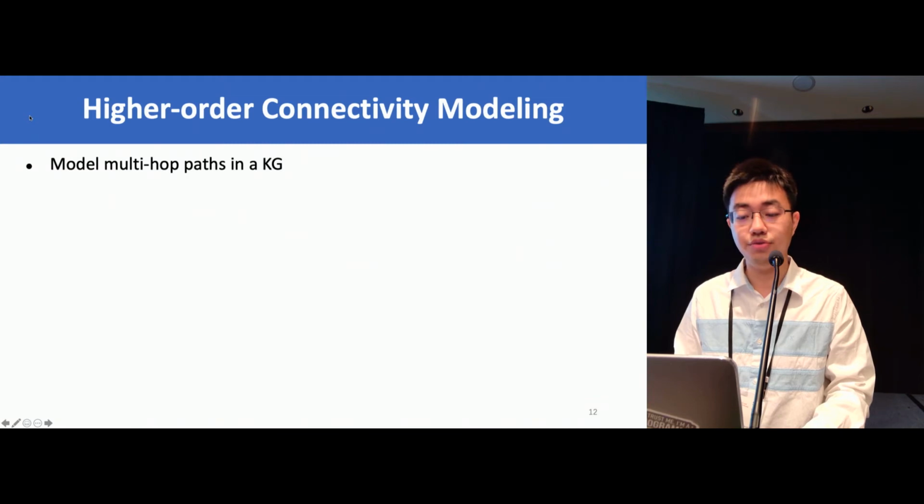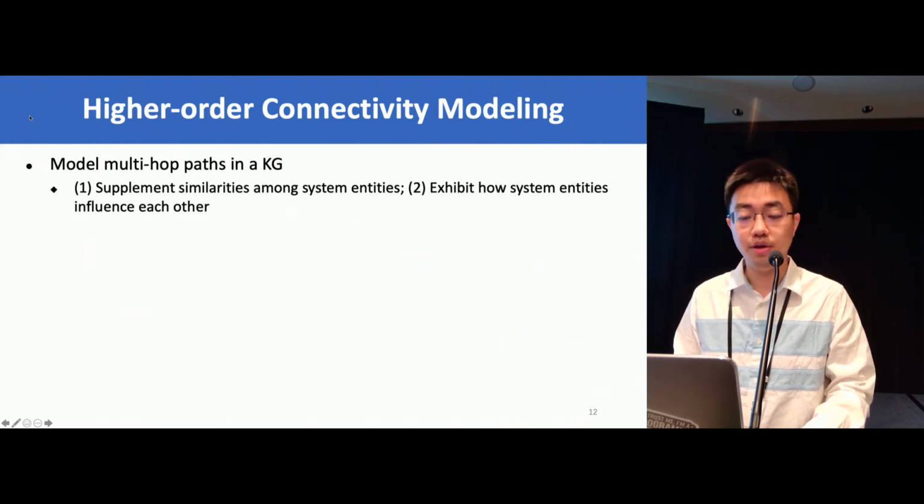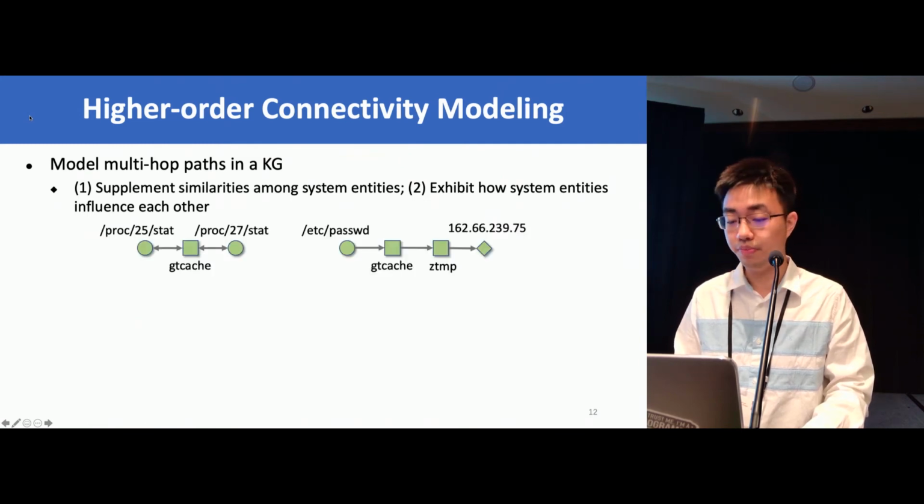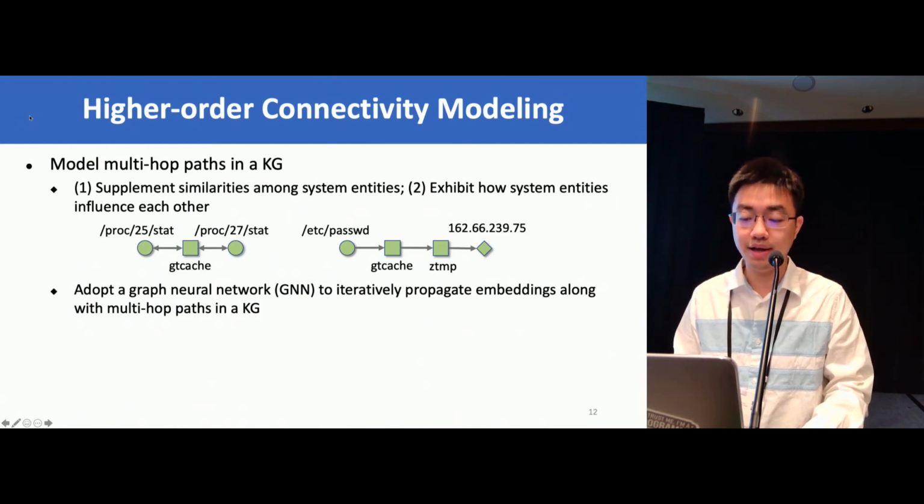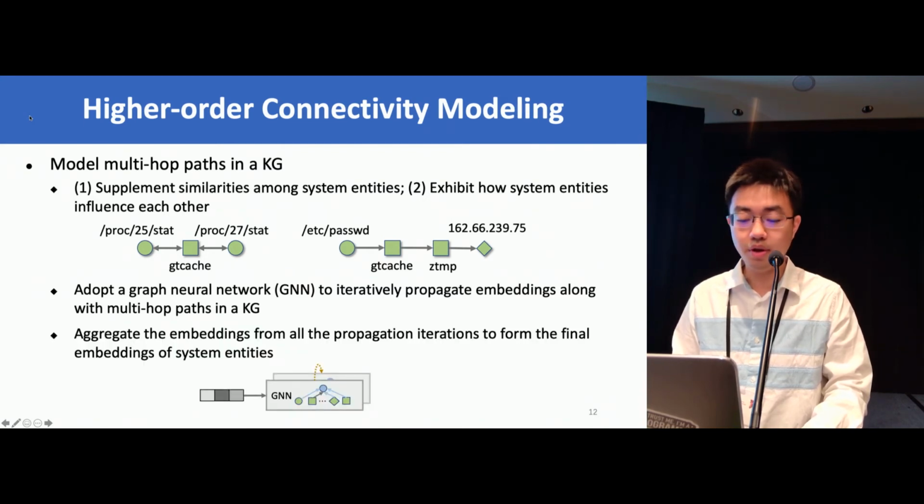Beyond the first-hop connections, multi-hop paths are inherent in a knowledge graph. Such high-order connectivity not only supplements similarities among system entities, but also exhibits how system entities influence each other. The left two-hop path shows the similarity between two process data files because they both interact with the GT process. The right three-hop path describes how the password file is transmitted out of an enterprise. To model such high-order connectivity, we adopt a graph neural network to iteratively propagate information along the multi-hop paths in a knowledge graph. Afterward, we aggregate the embeddings from all the propagation iterations to form the final system entity semantics.